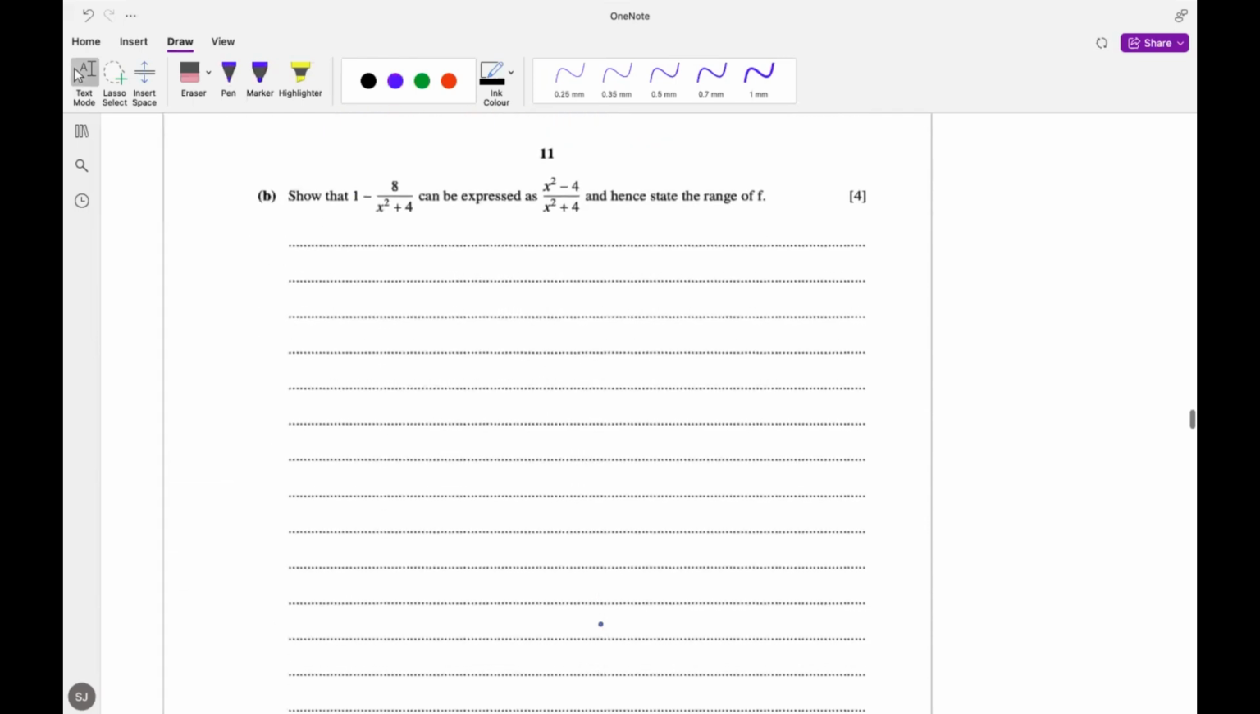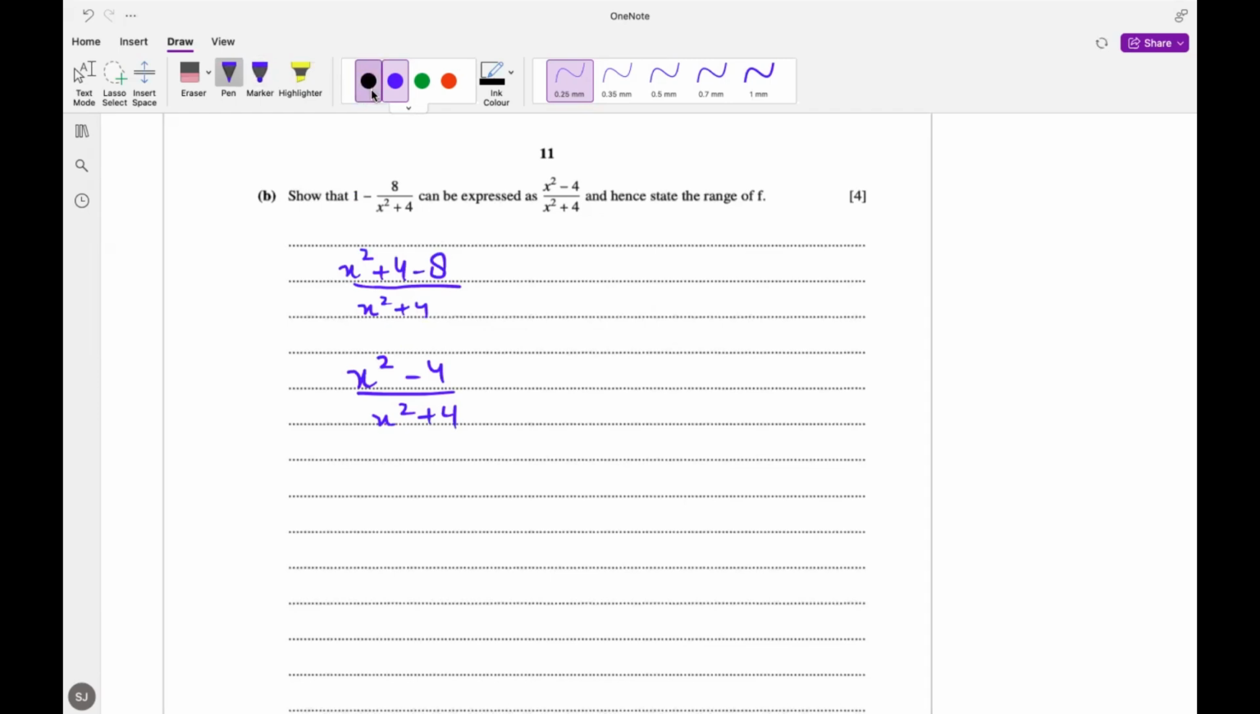In part B, it is saying that show that 1 minus 8 upon x squared plus 4 can be expressed as x squared minus 4 upon x squared plus 4, and then state the range of f. Now to show this, we'll first take the LCM. As the LCM is x squared plus 4, we'll multiply 1 by x squared plus 4. So this will be x squared plus 4 minus 8. Simplifying this, we'll get x squared minus 4 upon x squared plus 4.